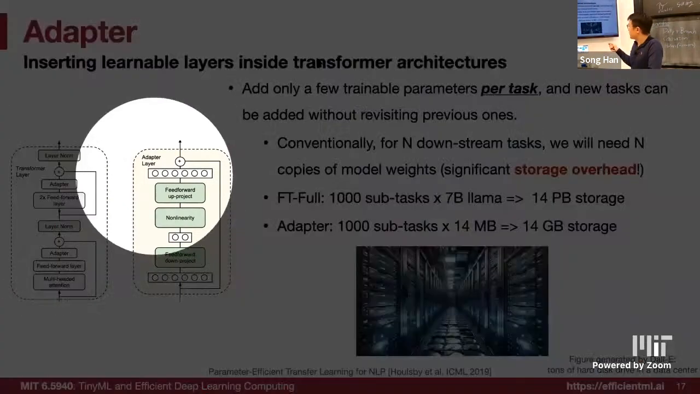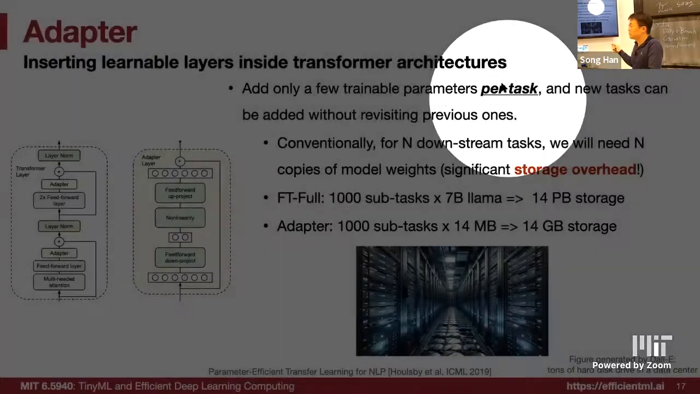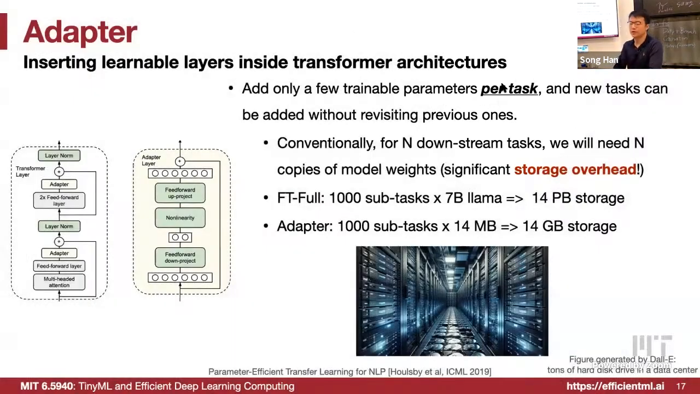In this work, the adapter adds a few trainable parameters per task. Each task will have a very small amount of trainable parameters. Compared with conventionally, if you have n downstream tasks, you need n copies of the model weights, which could be super large, like 100 subtasks for a 7 billion parameter LLaMA. That's 14 petabytes of storage. But if you use an adapter for 1,000 tasks, that requires only 14 gigabytes of storage. That's quite a big difference from using such parameter-efficient fine-tuning techniques.